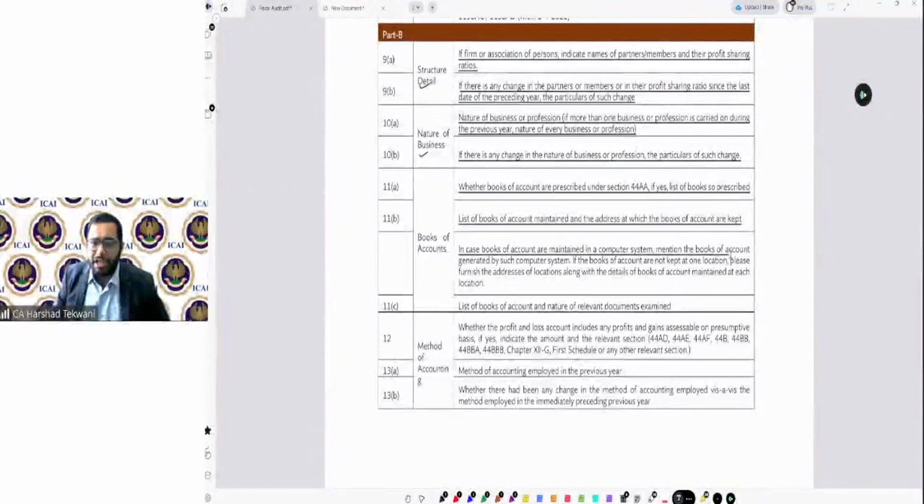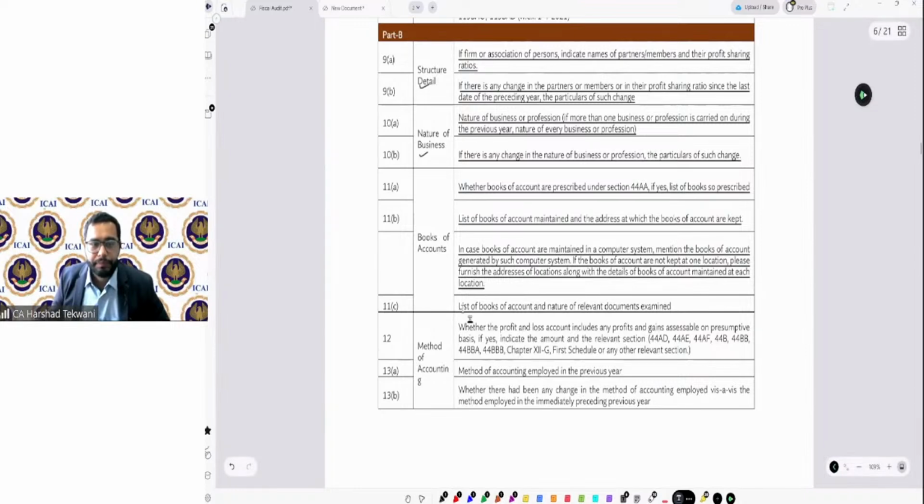Next, mention the books of account generated by the computer system. If the books of accounts are not kept at one location, please furnish the addresses of the locations along with the details of the books of account maintained at each location. And fourth, the list of books of account and nature of the relevant documents examined.